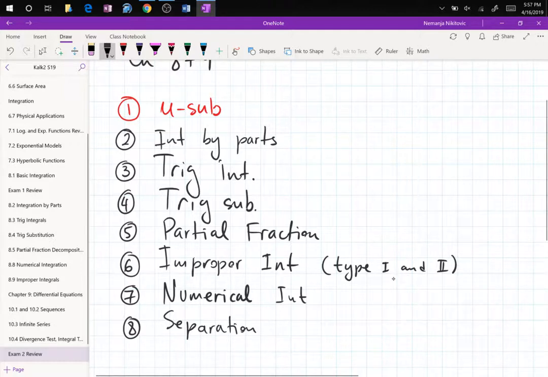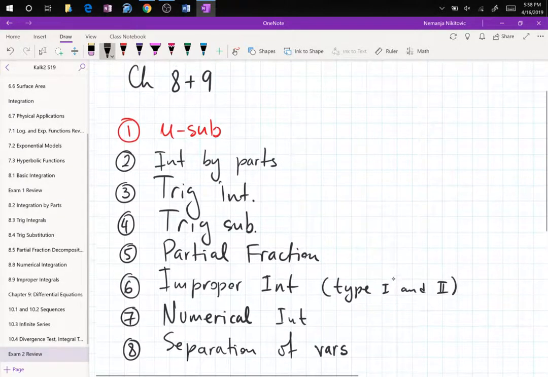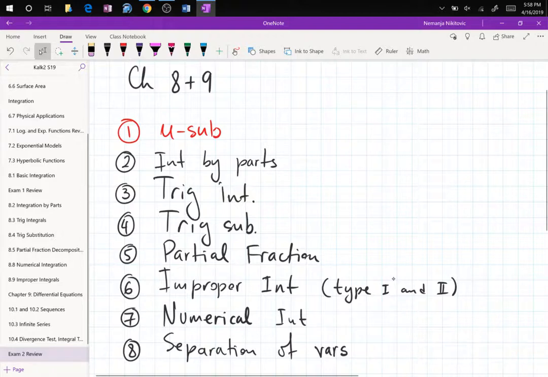How many numerical integrations are you going to have? 1. Thank you, Jesus. They're long. Yes. All right, so here is the exam layout.